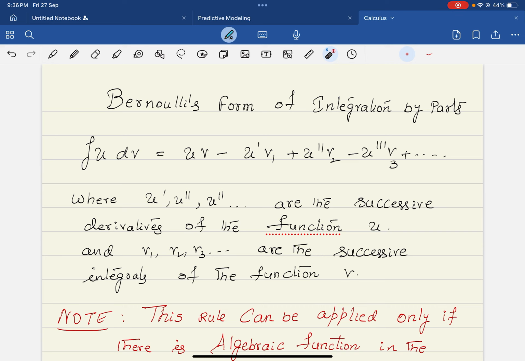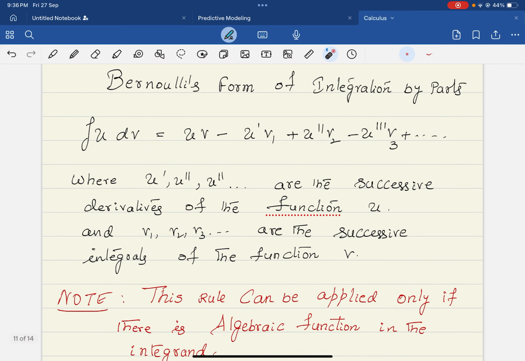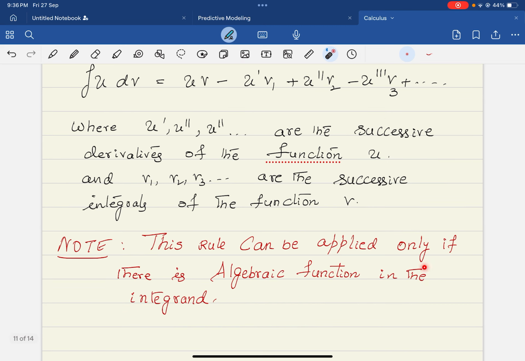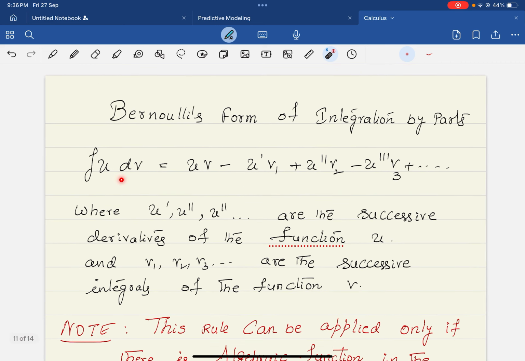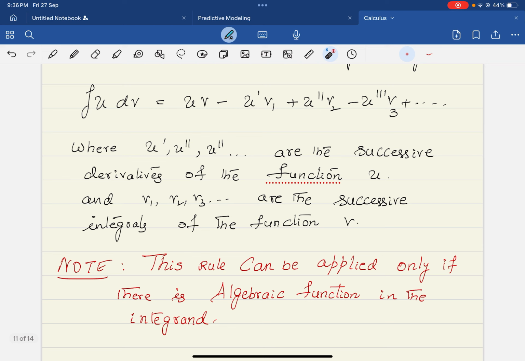And selection of this u and v is done by the Euler principle, but at the same time this particular form is only applicable when there is an algebraic function present in the integrand. That means it should be like x or x square, like that. That algebraic function should be present in the integrand. Then only we can apply this Bernoullis form. But it really saves so much time in solving the integral.